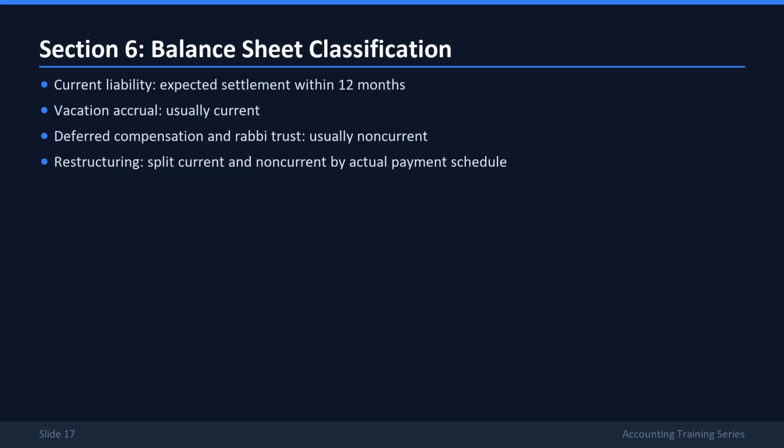The balance sheet classification rules from Section 6 require each liability to be classified based on the expected settlement date. The vacation liability is almost always current because employees typically take their time off or receive payouts within a year. Deferred compensation liabilities and the corresponding rabbi trust assets are usually classified as non-current because they are tied to retirement. Restructuring liabilities should be split between current and non-current based on the actual plan payment schedule for individual severance amounts.